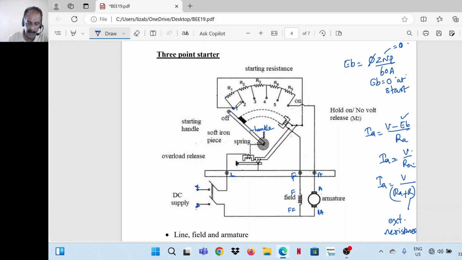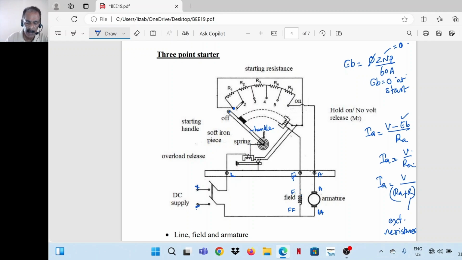When it touches stud number 1, one circuit, that is, through all these resistances, current passes through A, through the armature, to the negative. One circuit is completed. Armature circuit is completed like that. And also at the same time, a parallel connection from stud number 1 comes like this through this magnet to F, to the field winding, it comes to the negative.